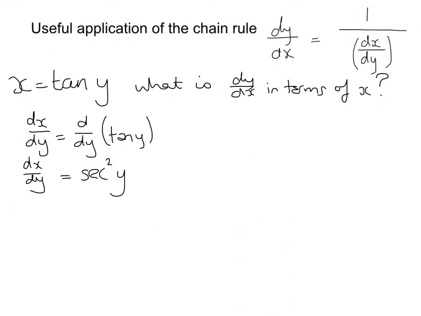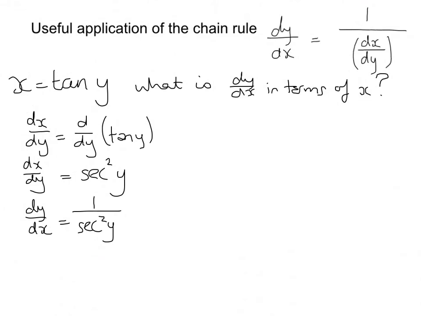Okay, now the chain rule, this application of the chain rule here says that if we've got dx by dy and we reciprocate it, we get dy by dx. We just turn them both upside down. 1 over sec squared y. So we're nearly there. We've got dy by dx. We just need it in terms of x.